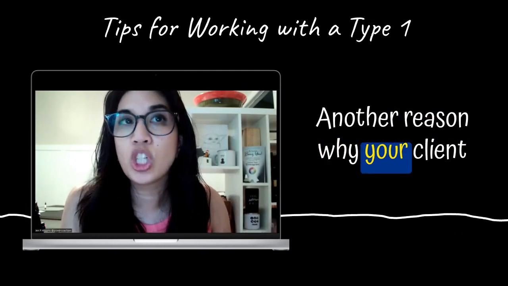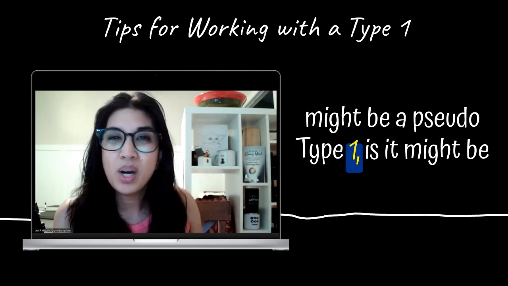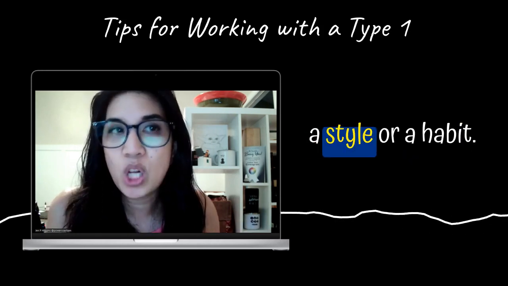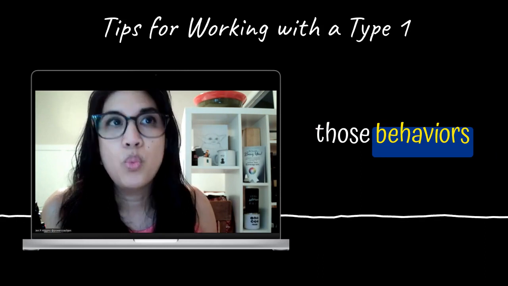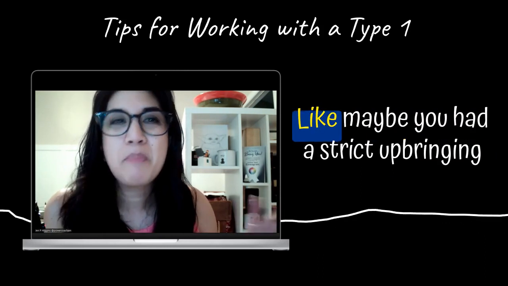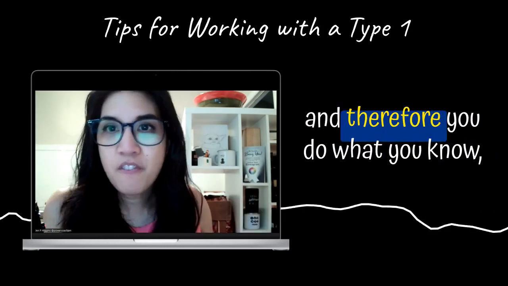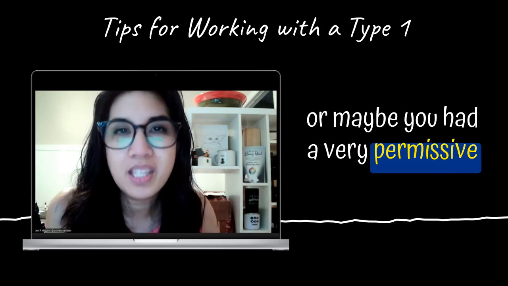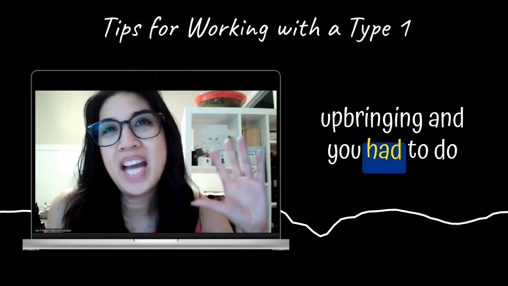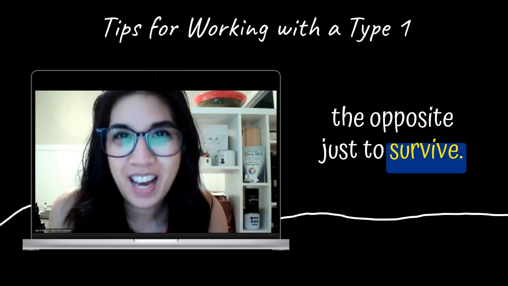Another reason why your client might be a pseudo type 1 is it might be a style or a habit. Anyone that's influenced by those behaviors will also emulate those behaviors. Like maybe you had a strict upbringing and therefore you do what you know. Or maybe you had a very permissive upbringing and you had to do the opposite just to survive.